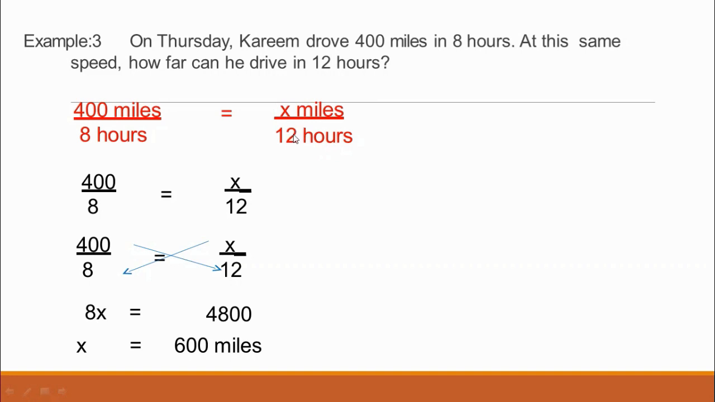12 hours is known for the second ratio, and how far he can drive, x, is unknown. So 400 divided by 8 is equal to x divided by 12. Now by using cross multiplication, we can write 8 multiplied by x and 400 multiplied by 12, which is 4800. Since 8 is connected with the unknown variable, dividing both sides by 8, we obtain x equal to 600 miles.